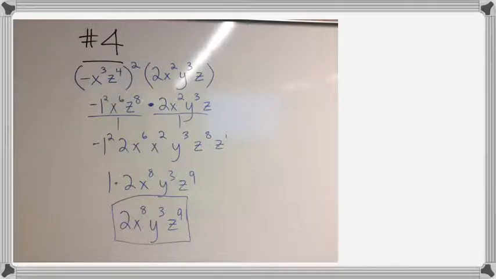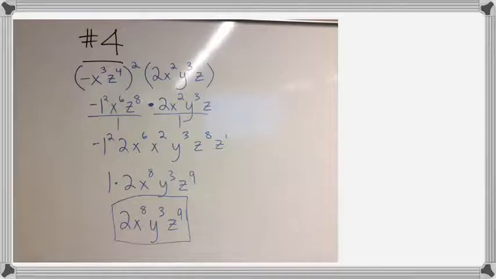So problem number 4 starts with this product of minus x to the third power times z to the fourth, raised to the second, times 2x squared y to the third times z. So it looks like the first thing that was done here is that this exponent of 2 was distributed across the 3 factors inside the parentheses.